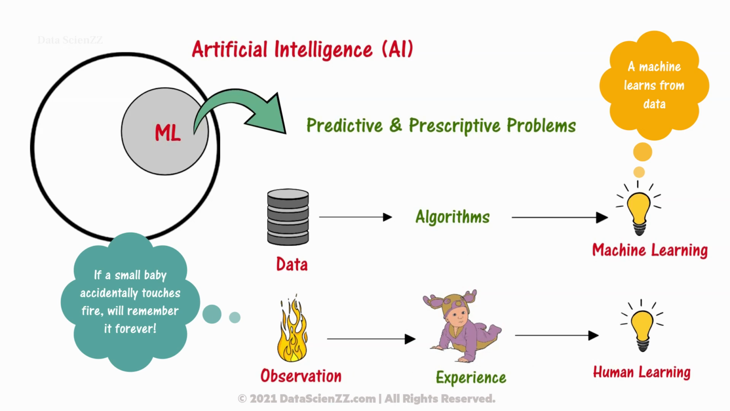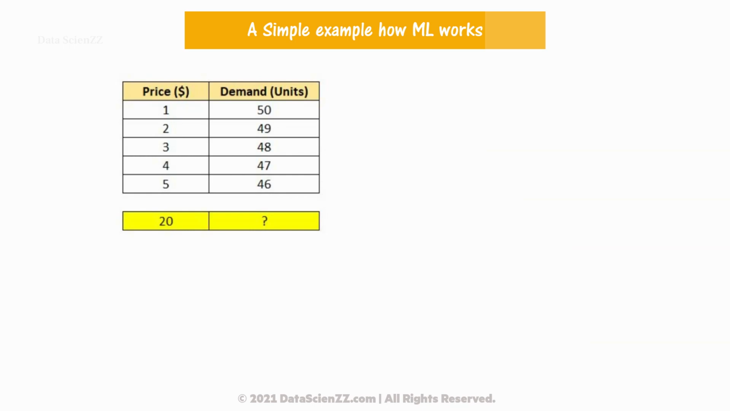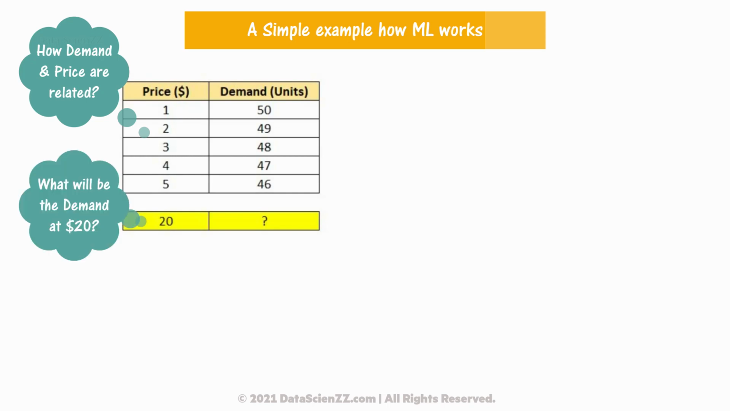That means, you give a lot of data to the machine, and the ML algorithms will come out with hidden relationships, or patterns within the data. And that is how the intelligence comes. Let's see through an example. Imagine, you are given a simple demand-price dataset. Your manager now asks you, if there is any relationship between them. And what would be the demand, if we set the price at $20?